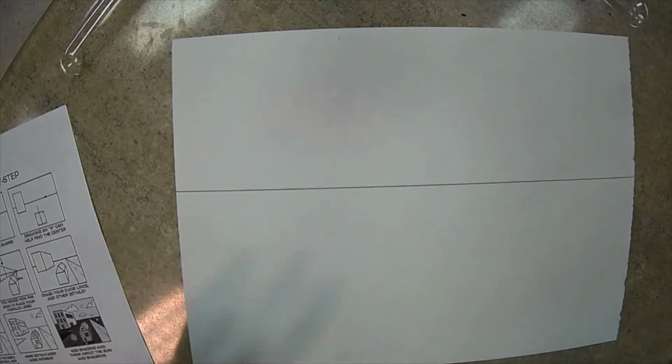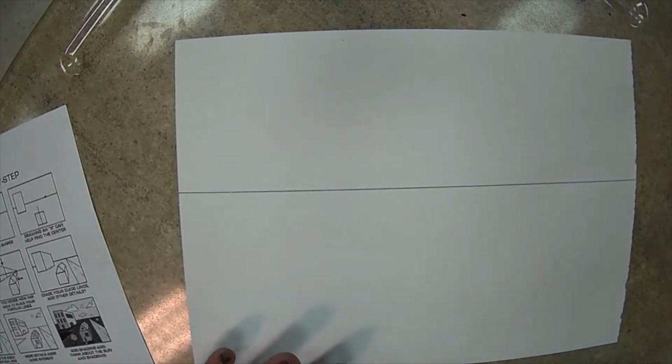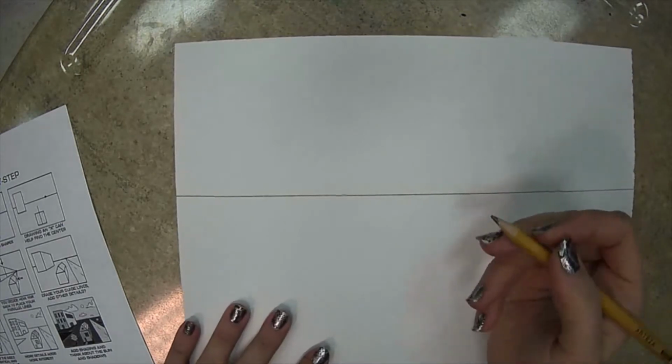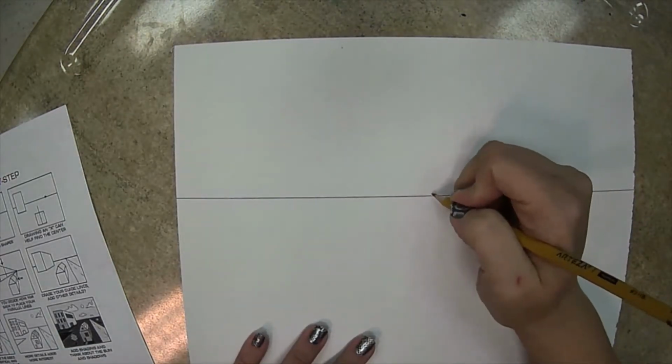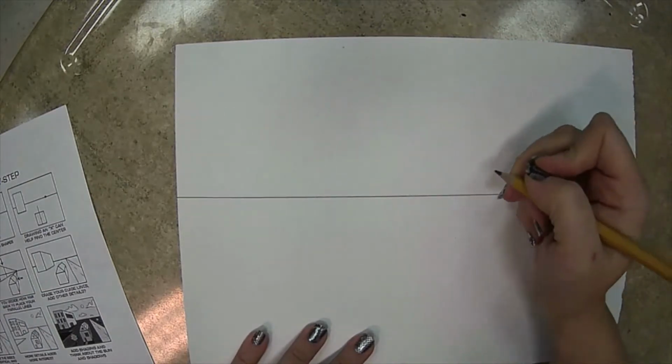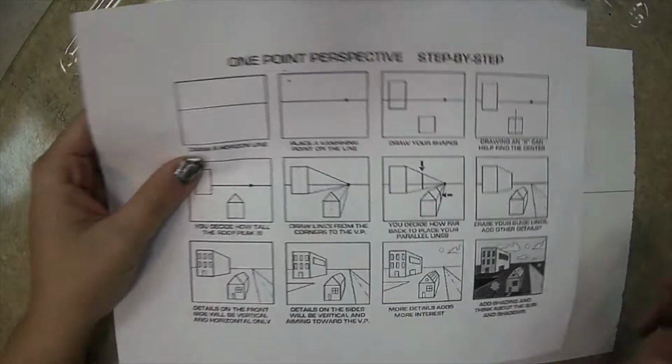Now we have to place a vanishing point. The vanishing point, like where we talked about previously, is where all of those lines are going to go back to. So you can choose to put this wherever you want. On this paper, it shows putting it right here. So that's what I'm going to do.